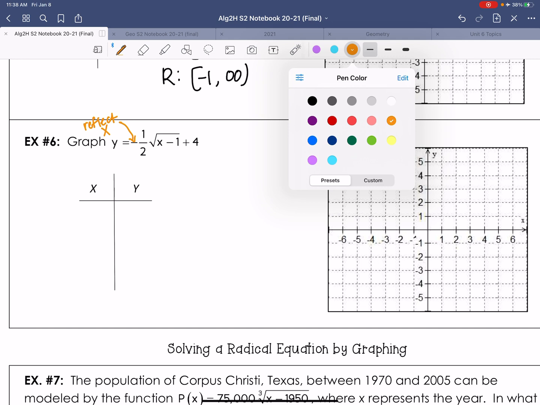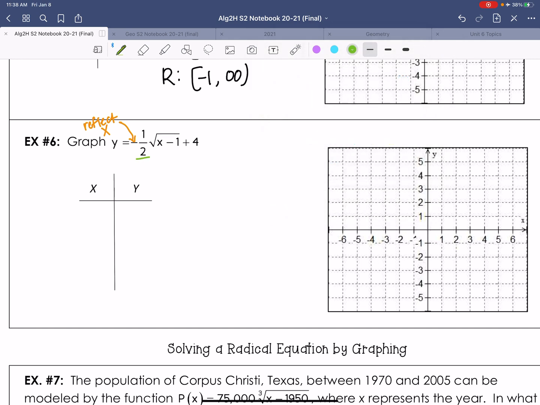Then we have our 1/2. Still on the outside, same as what we think, so this is a vertical shrink by 1/2. All right, and then let's do our shifts. This guy is on the inside. It's horizontal, opposite of what you think. So this is a shift right 1, and this guy right here is up 4.